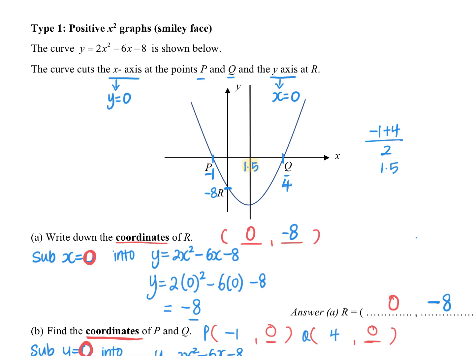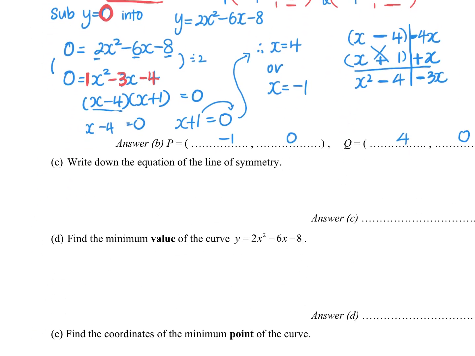And that equation cuts the x-axis, right? So the equation of the line must be x equals to something. So in this case, it will be x equals to the number 1.5. Alright, let's go on to write our working for our answer.